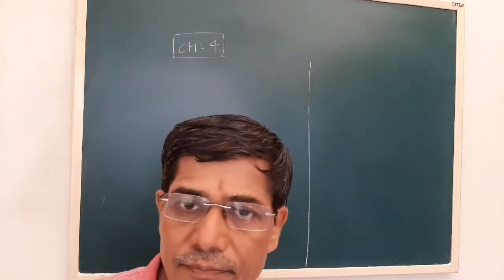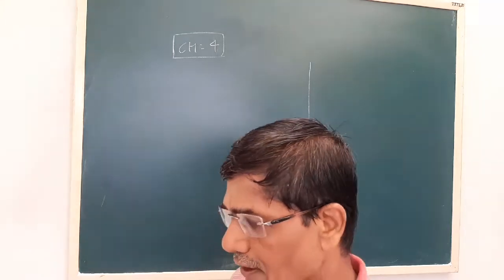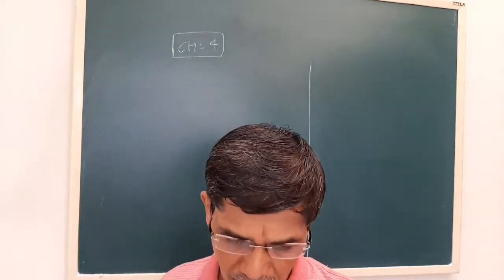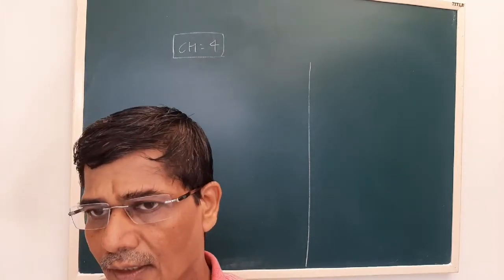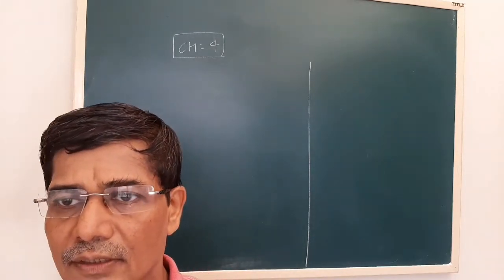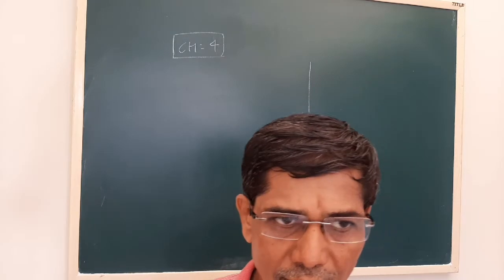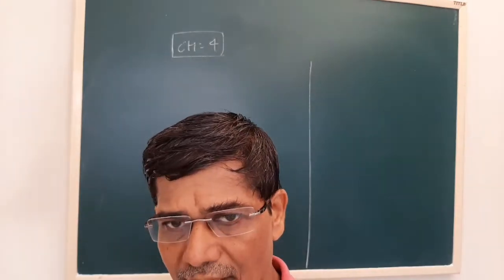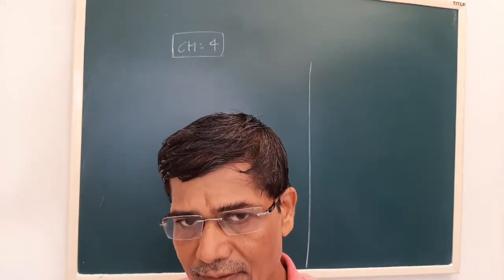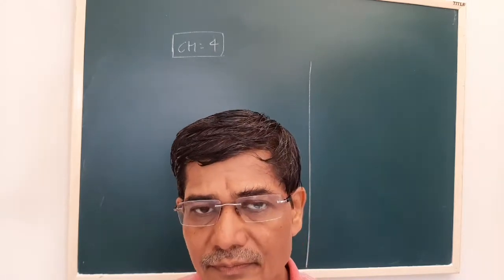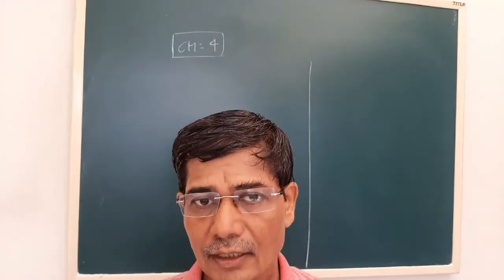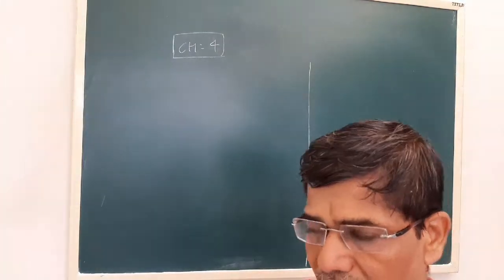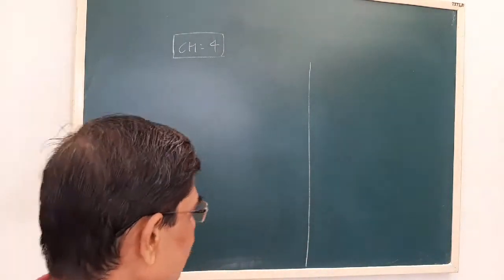Dear students, last time we started lesson number 4, that is moving charges and magnetism. We talked about the Biot-Savart law, that is the first principle. We talked about the current element and the magnetic field produced by a current carrying circular ring. Now we have to proceed further.